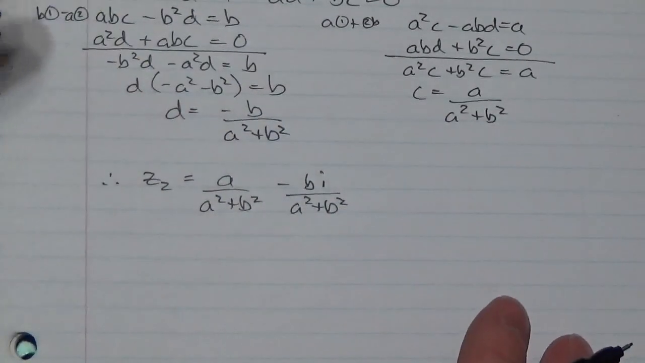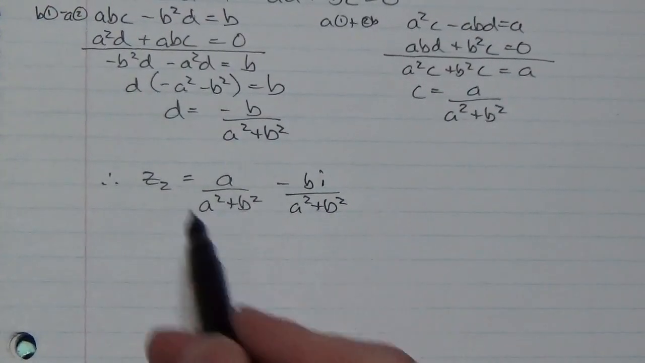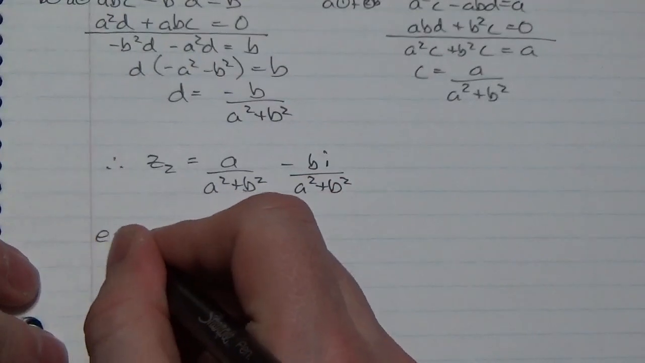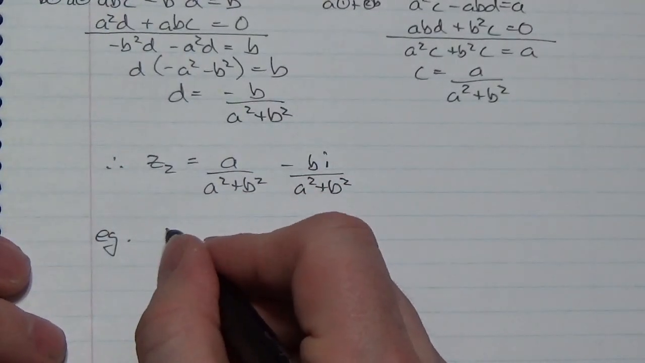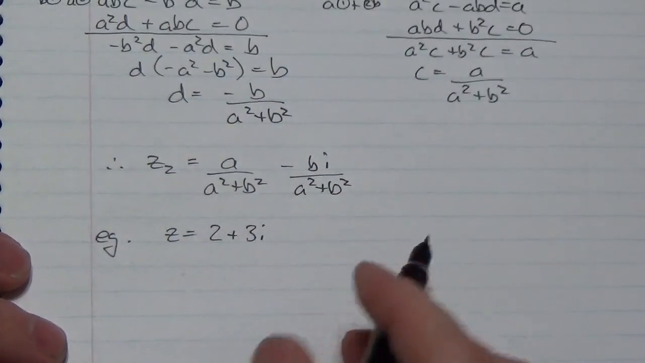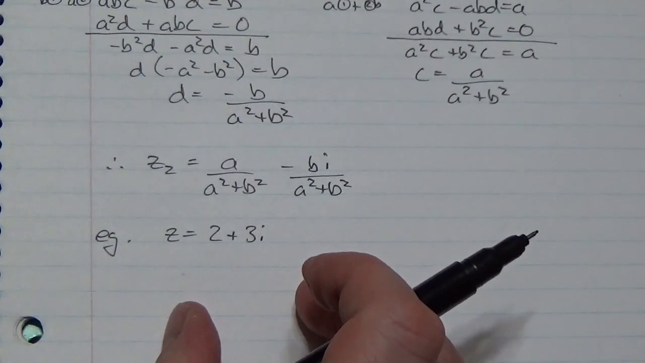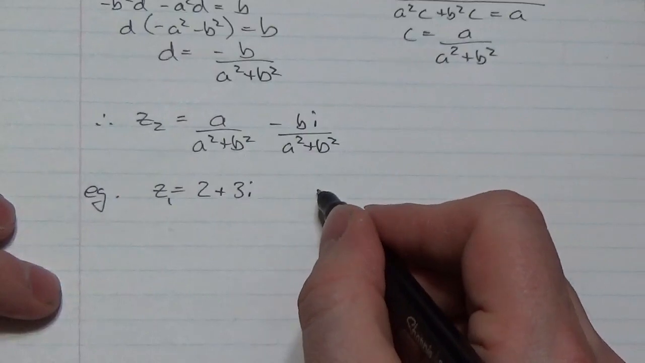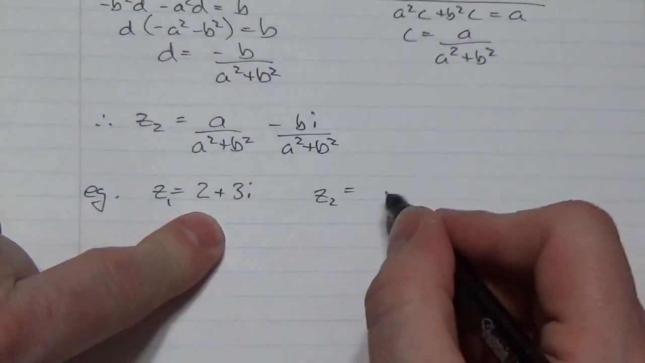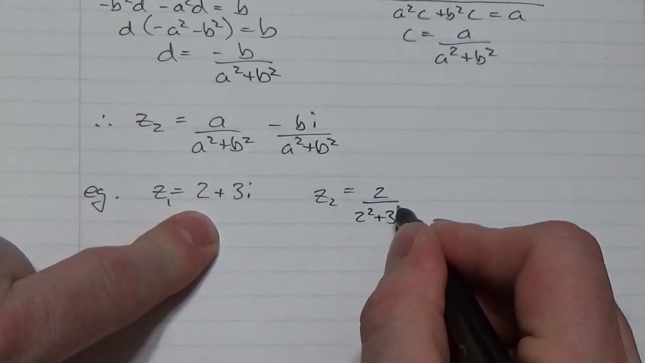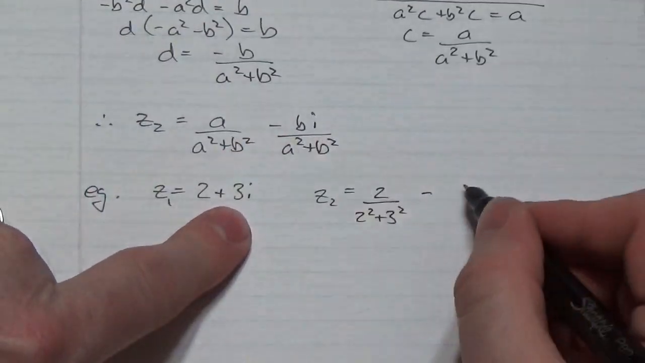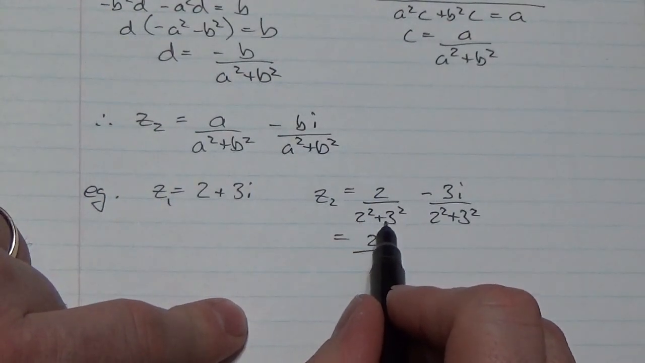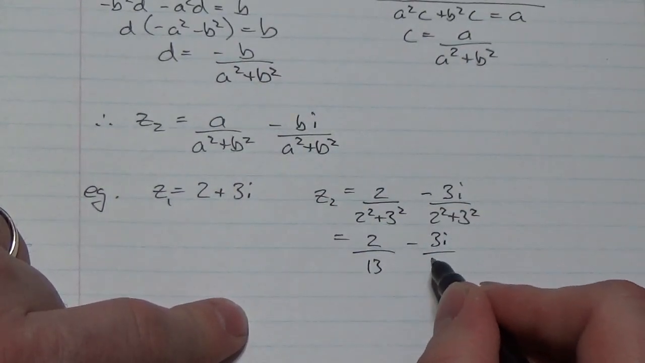Now, of all the stuff that I've done today with this video, this is probably the one bit that you're not 100% sure is actually going to work. So let's take a quick look at an example. Let's say that Z1 is equal to, let's just make it easy, 2 plus 3i. Now I want to come up with a multiplicative inverse and check that it actually works. Then Z2 is going to be 2 over 2 squared plus 3 squared, minus 3i over 2 squared plus 3 squared. So that's 2 over 4 plus 9, which is 13, minus 3i over 13.